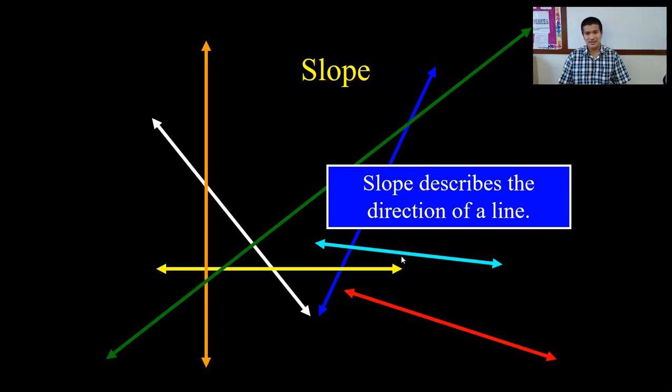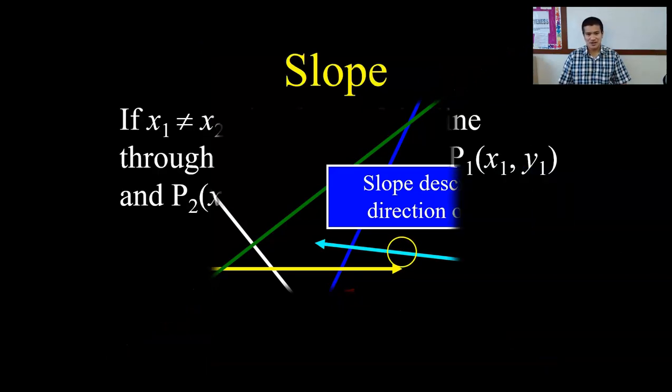So what is the slope of the line? We are going to discuss now the slope of the line. It describes the direction of the line, where the line will go. So that is the slope of the line, which is the direction of the line.